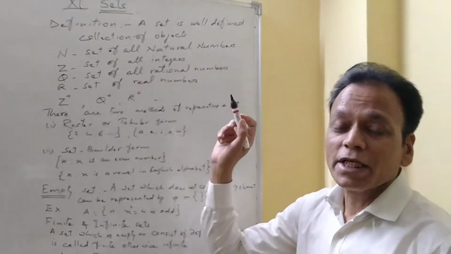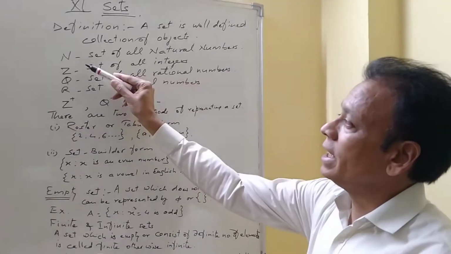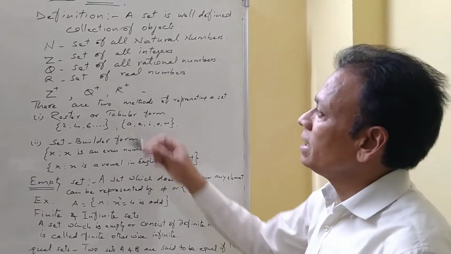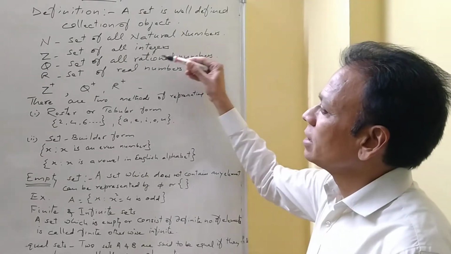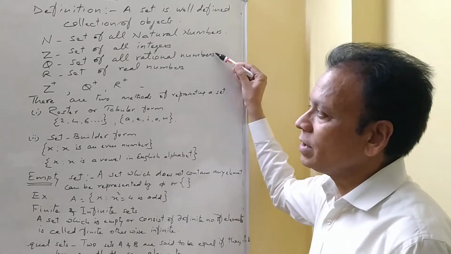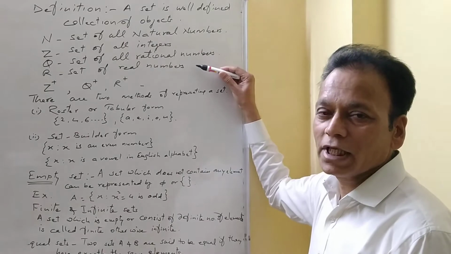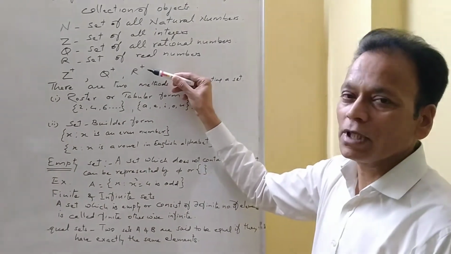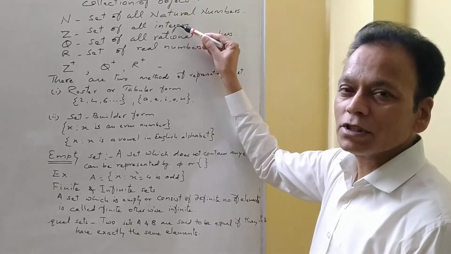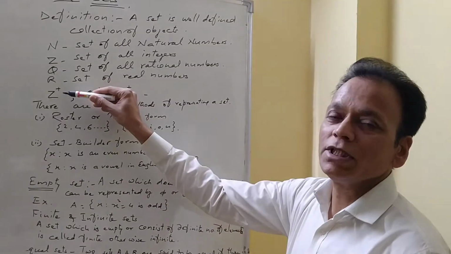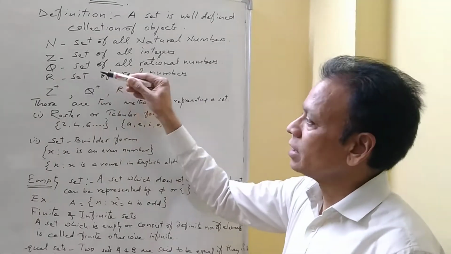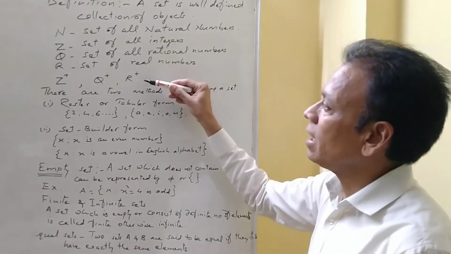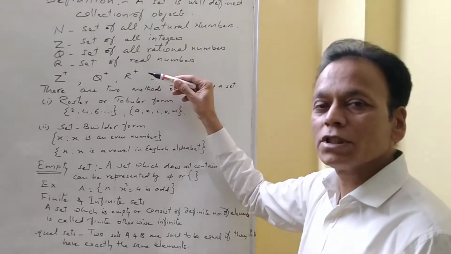Now, sets that you have already studied. N represents the set of all natural numbers, Z the set of all integers, Q the set of all rational numbers, and R the set of real numbers. Z plus means all positive integers, Q plus means the set of all positive rational numbers, and R plus means the set of all positive real numbers.